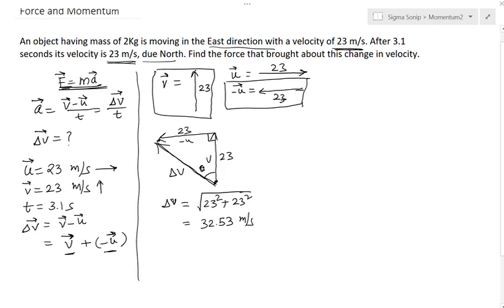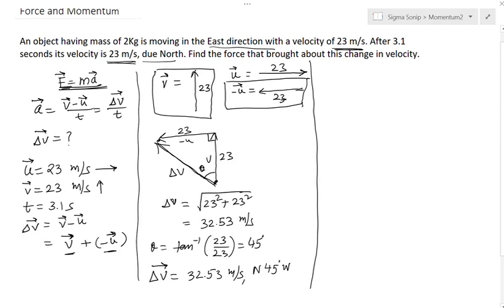Then I need to find the direction as well. I call this direction theta. So theta is equal to tan inverse of opposite over adjacent, 23 over 23, which will give you 45 degrees. And that tells you that my delta v as a vector is 32.53 meters per second, and the direction is from north 45 degrees towards west. I got delta v. Now I just need to divide by t to find the acceleration.